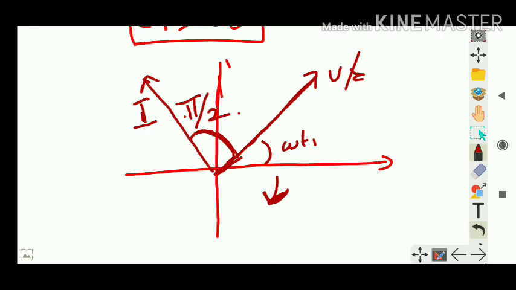Clear? I hope this much is clear. Draw I smaller. This is the phasor diagram for the case of a capacitor circuit. Clear? This is not tough if you don't make it complicated. So, what all things we have learned, let's talk about them together.